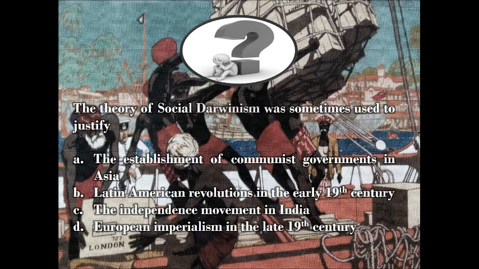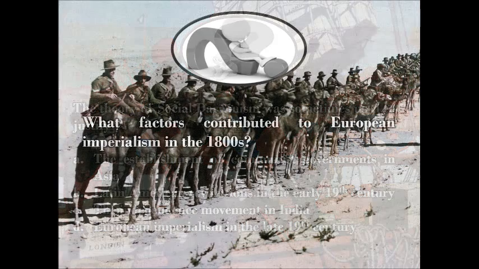Let's look at this review question. The theory of social Darwinism was sometimes used to justify A. the establishment of communist governments in Asia, B. Latin American revolutions in the early 19th century, C. the independence movement in India, D. European imperialism in the late 19th century. Please pause the video. The answer is D. European imperialism in the late 19th century.